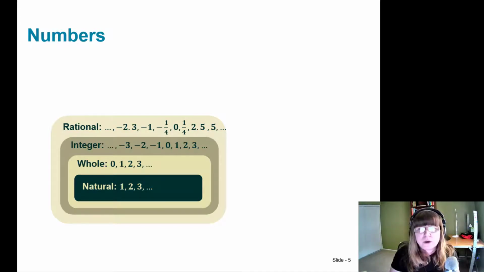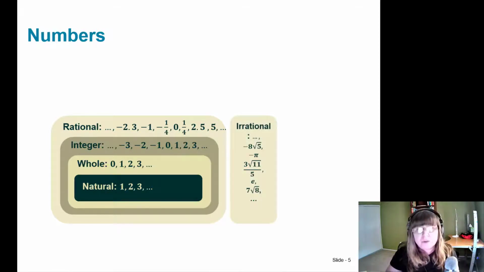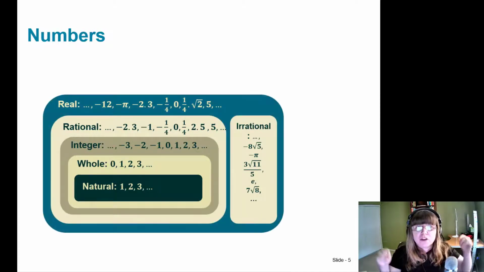And therefore, what did we do? We invented them, of course. So we have irrational numbers like pi, the square root of 5, 7 square roots of 8. So we now have the rational numbers and irrational numbers. And most of your math career lately has been in these two areas, which are the real numbers.